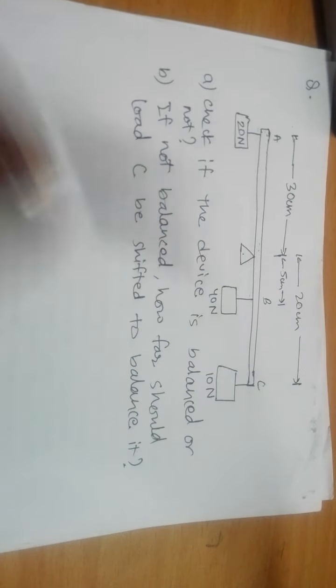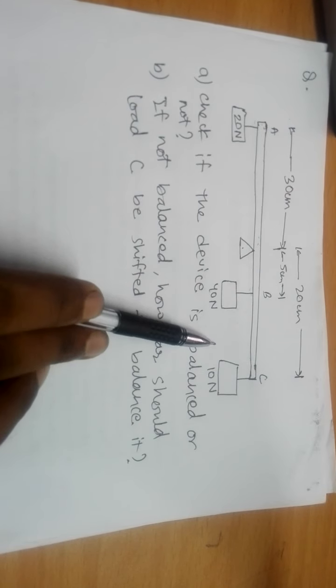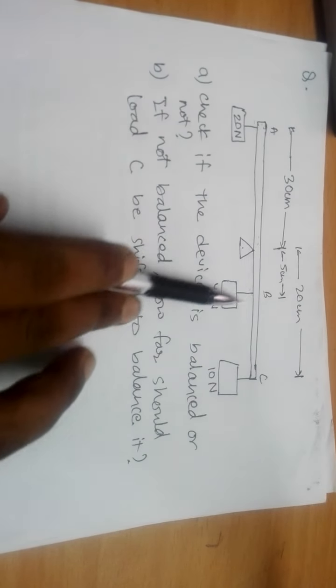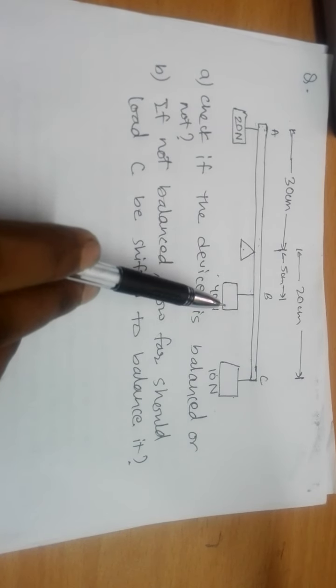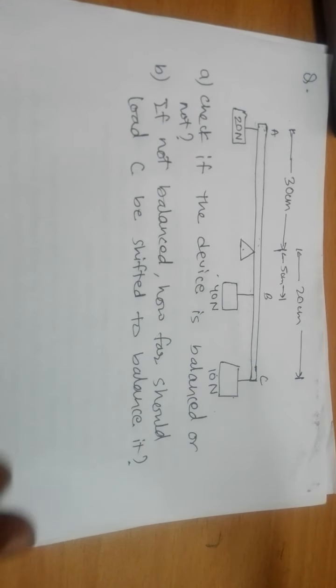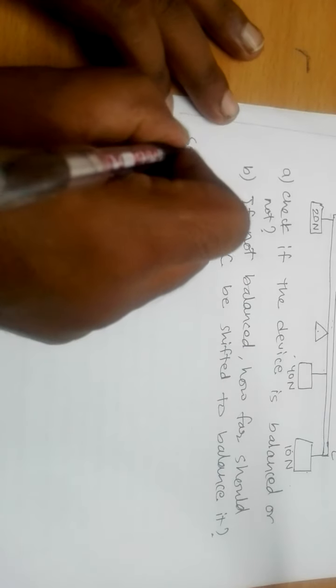But that alone will not tell us whether it is in equilibrium or not. Had the loads been placed at equal distance, then we might simply look at the loads and tell whether it is balanced or not. But since they are placed at different distances, we cannot tell it. Now let's go to the solution.